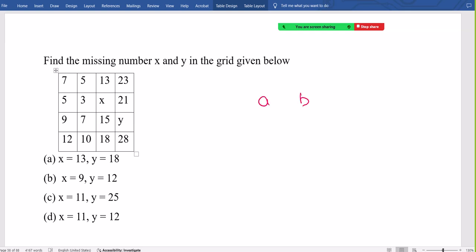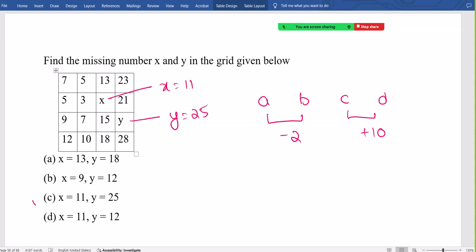Yeah, if you see A, B, C, D row wise, A minus 2 is B, C plus 10 is D. Right? So then y must be equal to 25, x must be equal to 11. If we have a look, every option is pretty much the same.